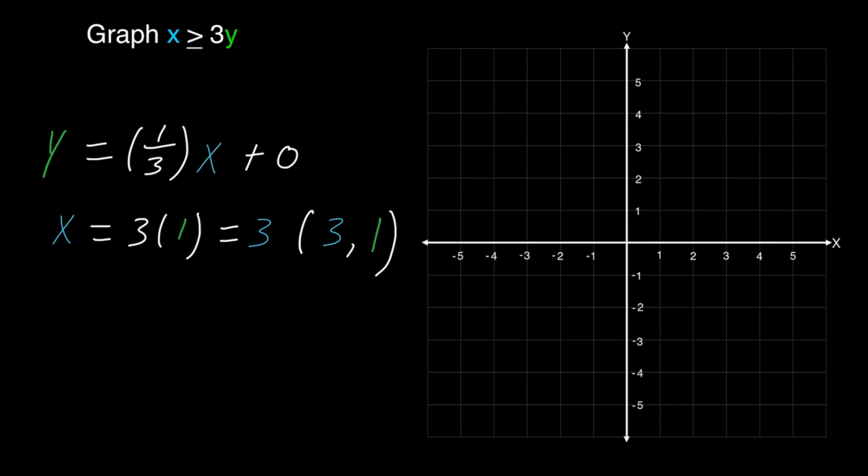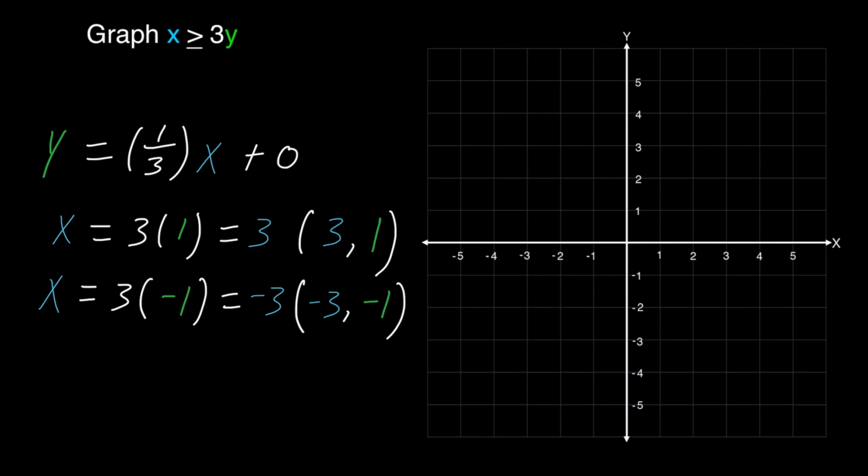Now let me do it again, but this time I'm going to plug in -1 for y. And you can pick whatever number. I'm just picking smaller numbers because they're easier to calculate. So x equals 3 times -1, and this is going to be x equals -3. So our ordered pair is going to be -3, comma, and what did we plug in for y? -1.